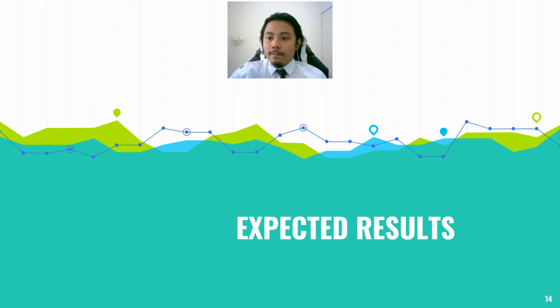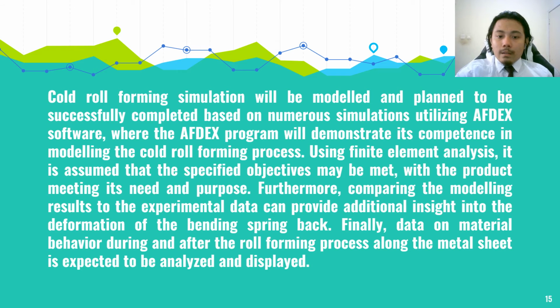Expected result. The core roll forming simulation will be modeled and is planned to be successfully completed based on numerous simulations utilizing AFDEX software, where the AFDEX program will demonstrate its competence in modeling the core roll forming process. Using finite element analysis, it is assumed that the specified objective may be met, with the product meeting its need and purpose. Furthermore, comparing the modeling results to the experimental data can provide additional insights into the deformation of bending springback. Finally, data on material behavior during and after the roll forming process along the metal sheet is expected to be analyzed and displayed.